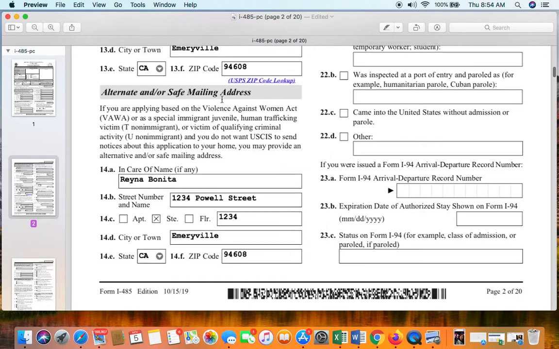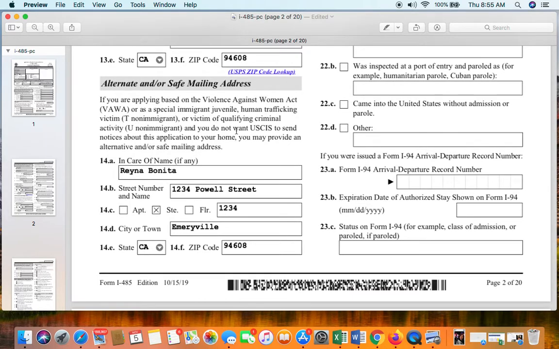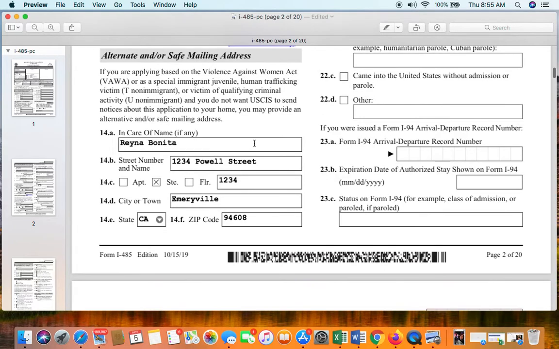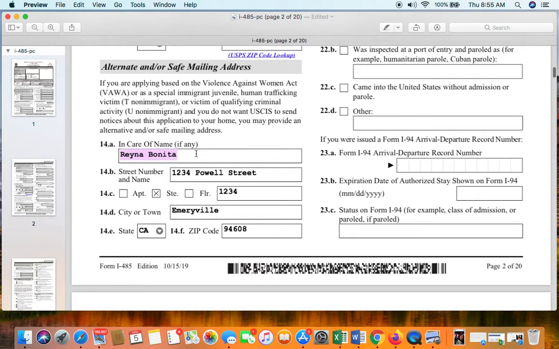So alternative or any safe mailing. If you have an alternative or safe mailing address, if you are applying based on the Violence Against Women Act, VAWA, or as a special immigrant juvenile, human trafficking victim, T nonimmigrant, or victim of qualifying criminal activity, U nonimmigrant, and you do not want USCIS to send notices about this application to your home, you may provide an alternative and safe mailing address. So in care of, I'm going to put my name. You can put your name if you are filing under VAWA.